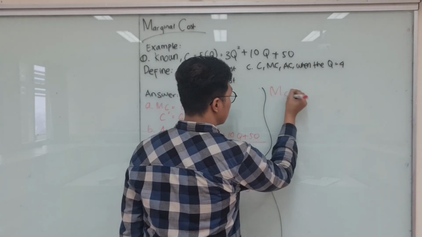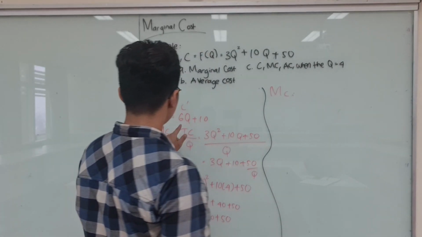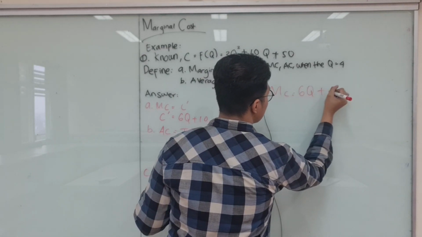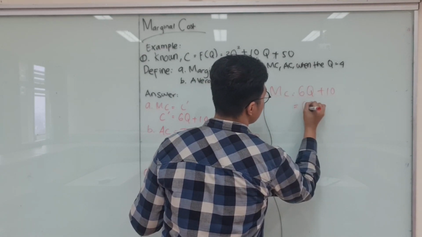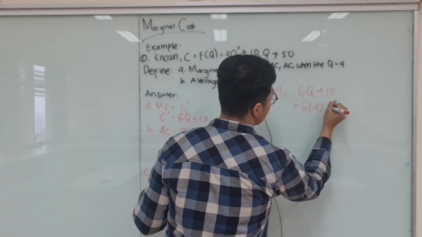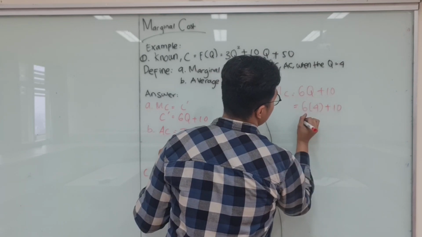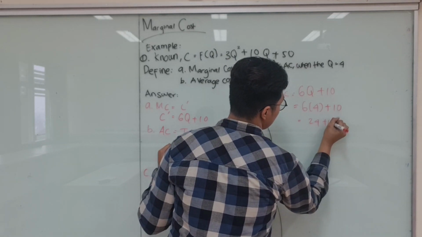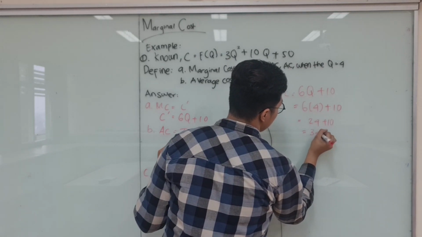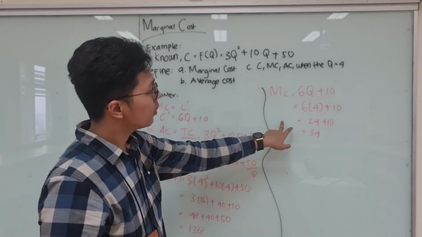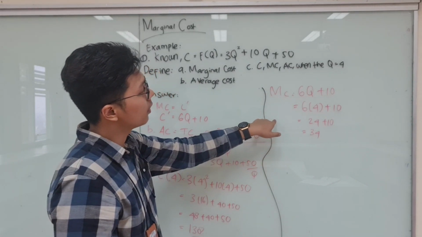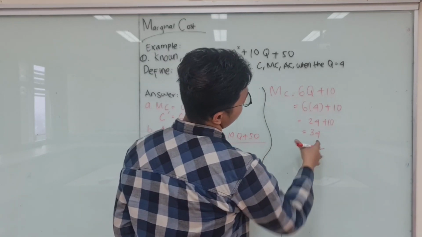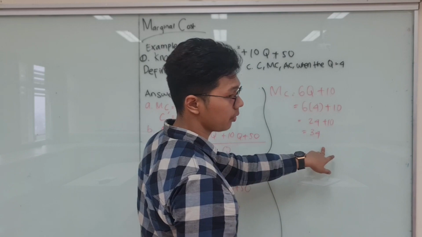Then we move to the MC. The MC is 6Q plus 10. So we substitute the 4 for Q. So 24 plus 10 equals 34. So if you want to produce the 5th product, we need to spend 34 in cost.